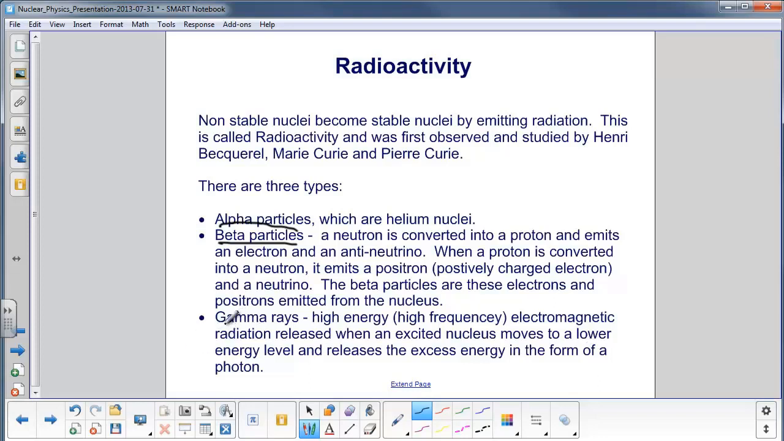And the 3rd type are gamma rays. These are very high energy, and since they're high energy, that means they have high frequency electromagnetic radiation, and this is released when an excited nucleus moves to a lower energy level. And when that happens, the energy has to go somewhere, so it's released in the form of a photon, a highly energetic photon.